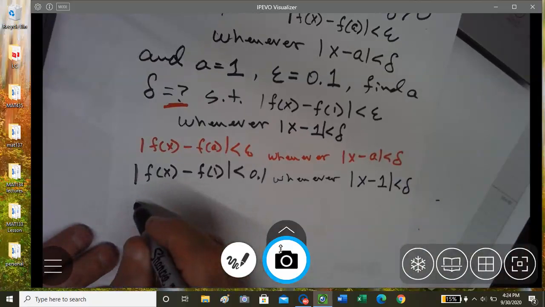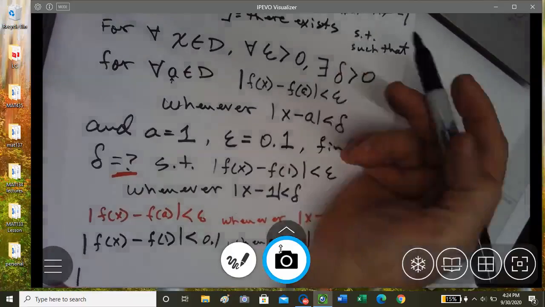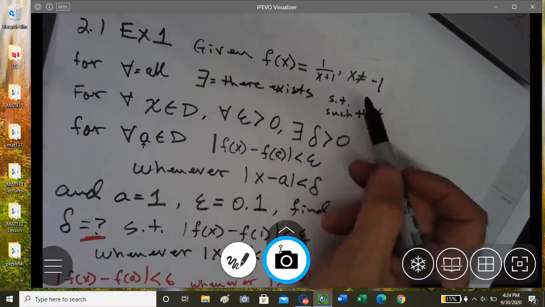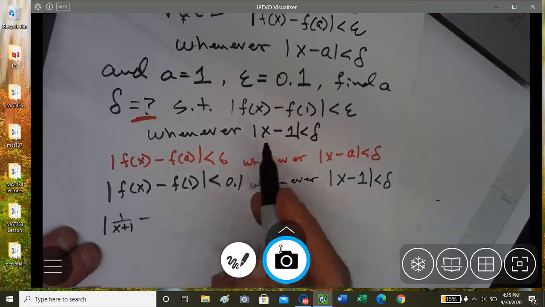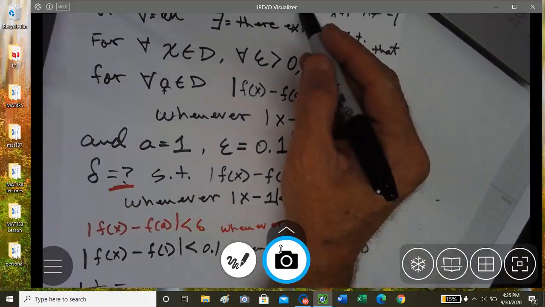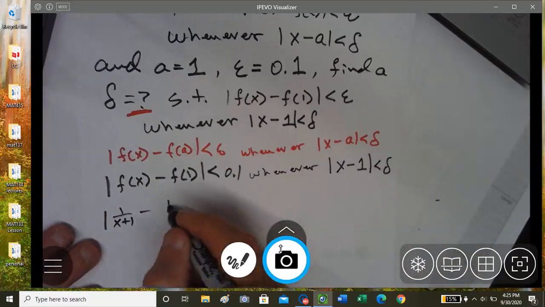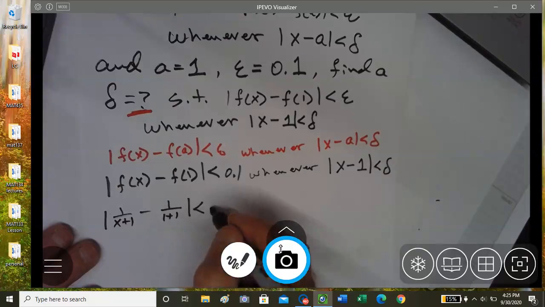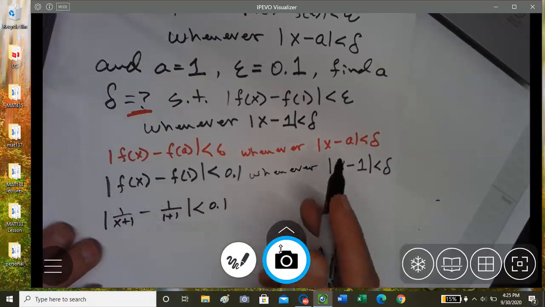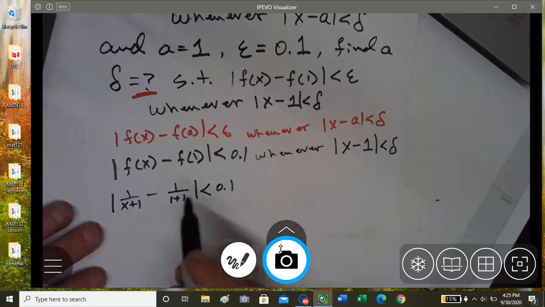Okay, so f(x) is 1 over x plus 1 right here. So we put in 1 over x plus 1 minus, so if we substitute f(1) in, we get 1 over 1 plus 1, and that's less than 0.1. So from here we're going to start with finding positive 0.1, then we're going to look for negative 0.1.